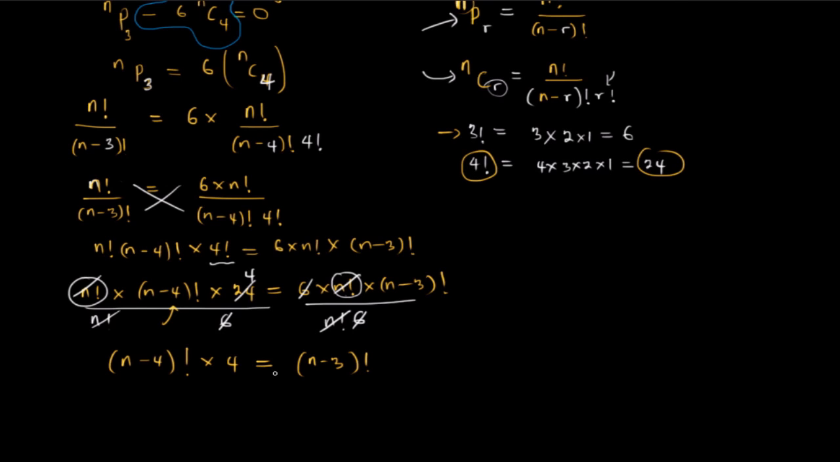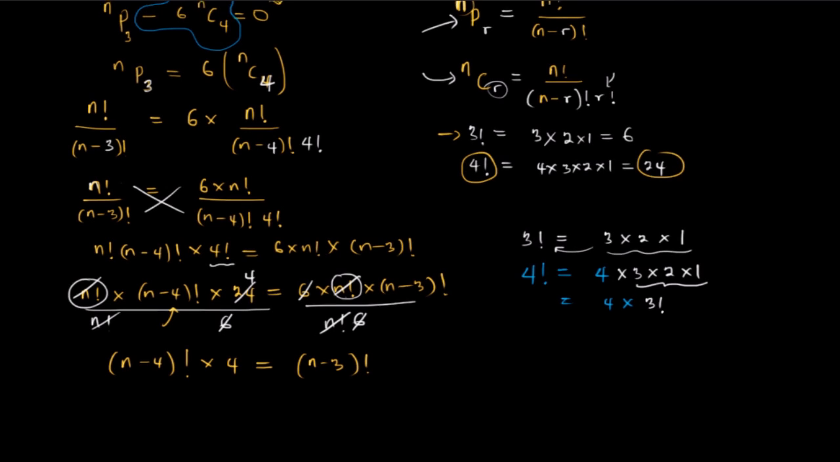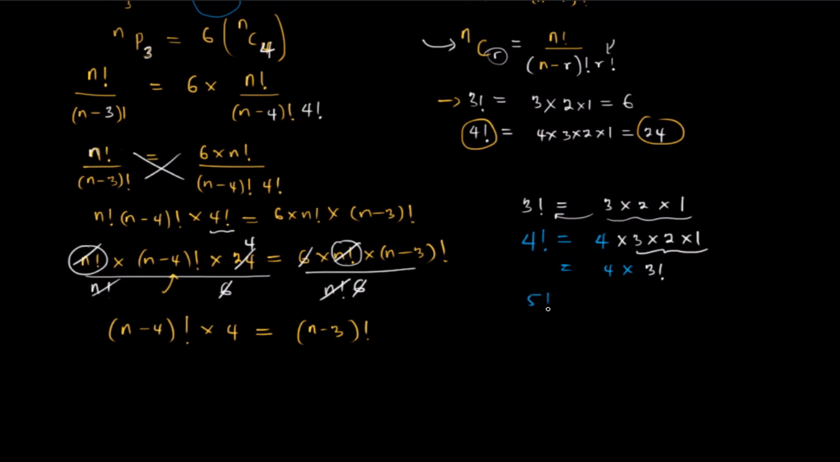Now the next step I'm going to carry out, I want to explain something to you. Like I explained above, we said 3 factorial is equal to 3 times 2 times 1. Now, what if you have 4 factorial? Based on the explanation I gave up here, 4 factorial is the same thing as 4 times 3 times 2 times 1. This is the same thing as 4 times 3 times 2 times 1, which we said is 3 factorial. So this is 4 times 3 factorial. Similarly, you can check that 5 factorial is just going to be 5 times 4 factorial.